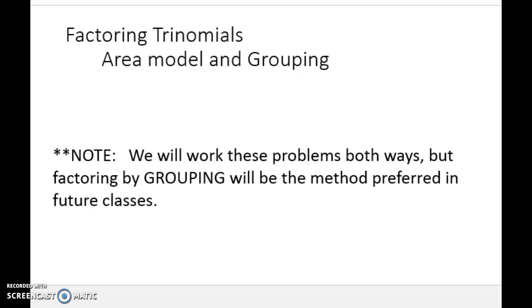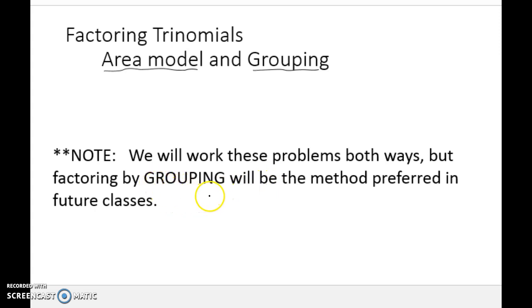All right, so today we're going to be factoring our trinomials. We're going to use two things to do this, and I'm going to do them simultaneously. I'm going to show you with an area model, like we did with multiplying. I'm also going to show you with grouping, so you'll see that grouping really is the distributive property kind of in reverse.